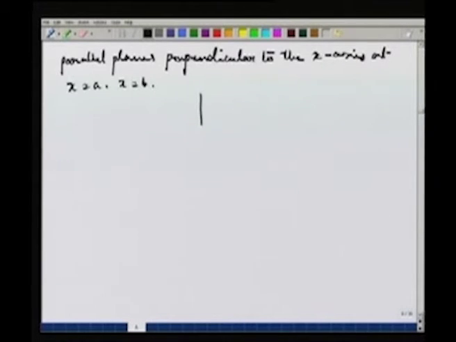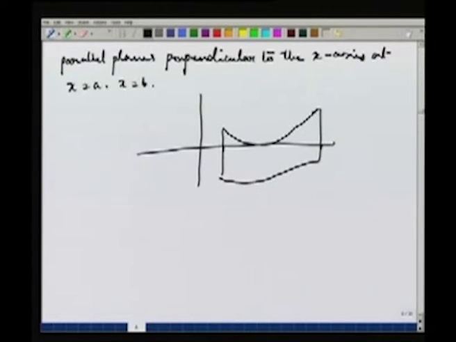So the picture of the body, let us say, looks something like this. This is the body I have, which is not as symmetric as the other one, and I want to find the volume of this body. So these are the planes a and b, so it is bounded by two planes.